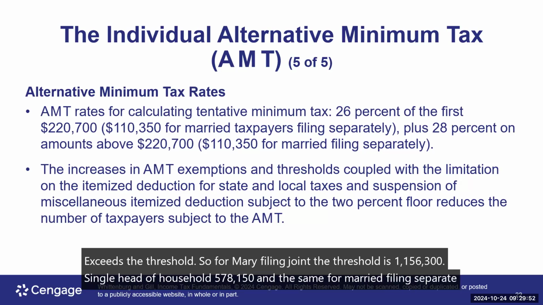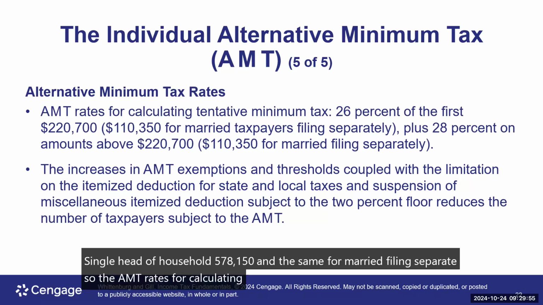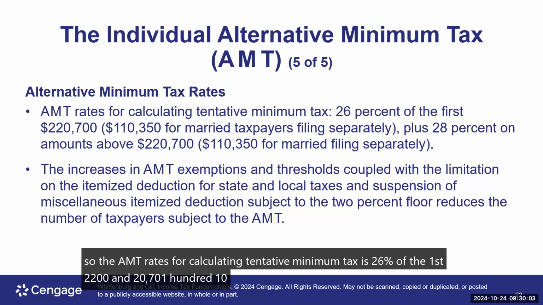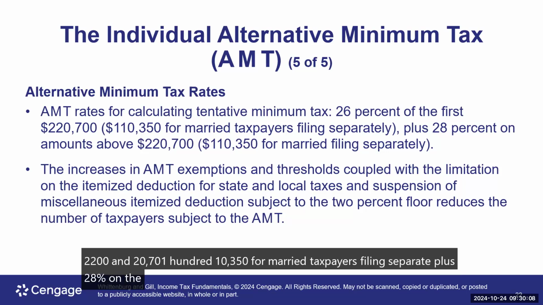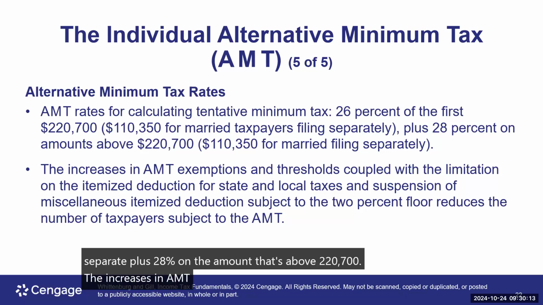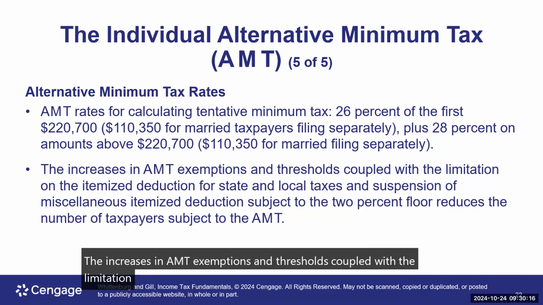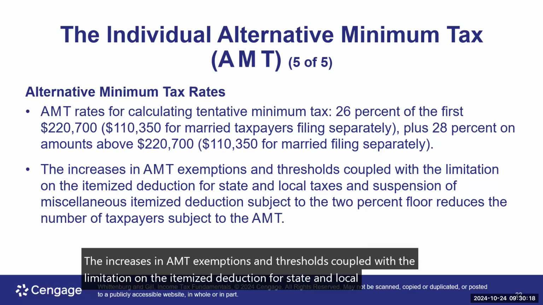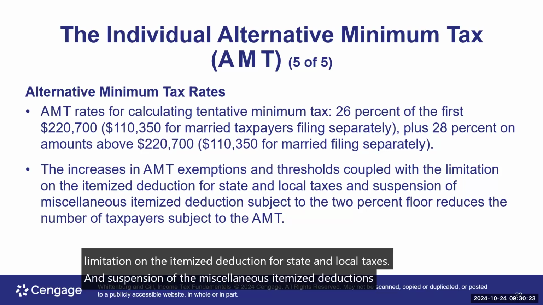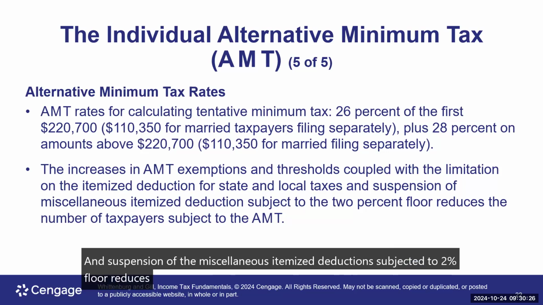So the AMT rates for calculating tentative minimum tax is 26% of the first $220,700, $110,350 for married taxpayers filing separate, plus 28% on the amounts that are above $220,700. The increases in AMT exemptions and thresholds, coupled with the limitation on the itemized deduction for state and local taxes and suspension of the miscellaneous itemized deductions subject to the 2% floor, reduces the number of taxpayers that are subjected to the AMT.